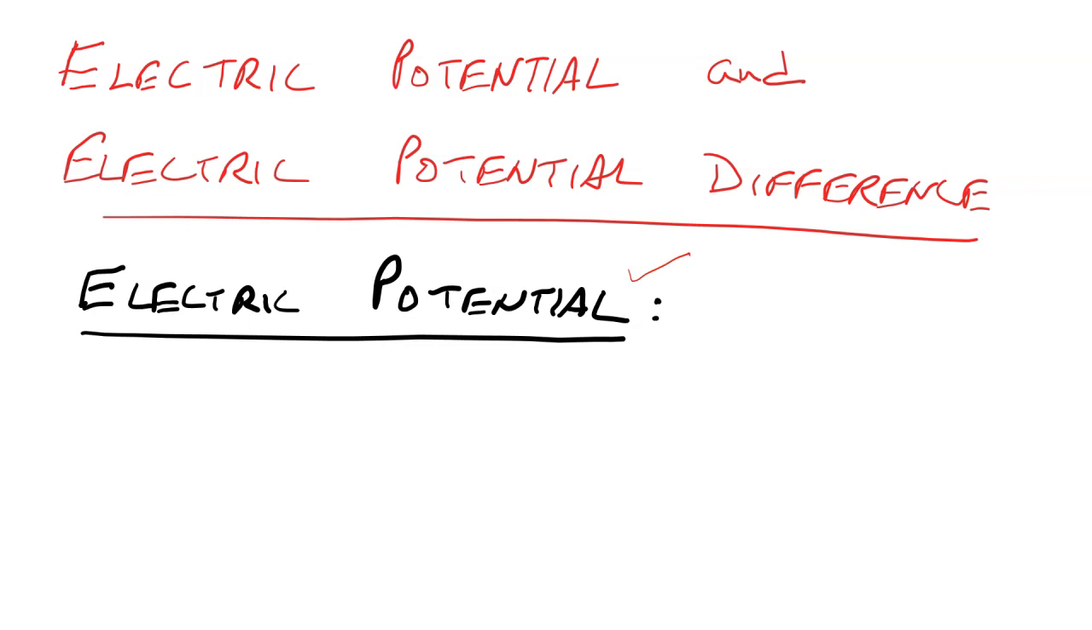From the physics point of view, the meaning of electric potential is the work done in moving a unit positive test charge from infinity to that point against the electric force of the field. Now, what is the meaning of this?